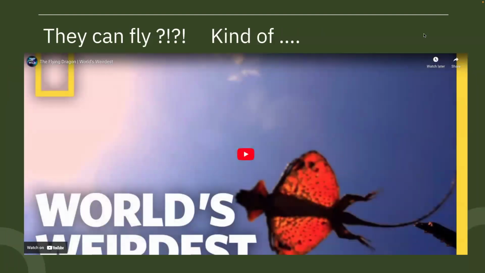Continuing on with movements, these guys have a lot of cool ways to move, including flying. Not really, but they glide, which is super interesting. And so I would take a look at this video.